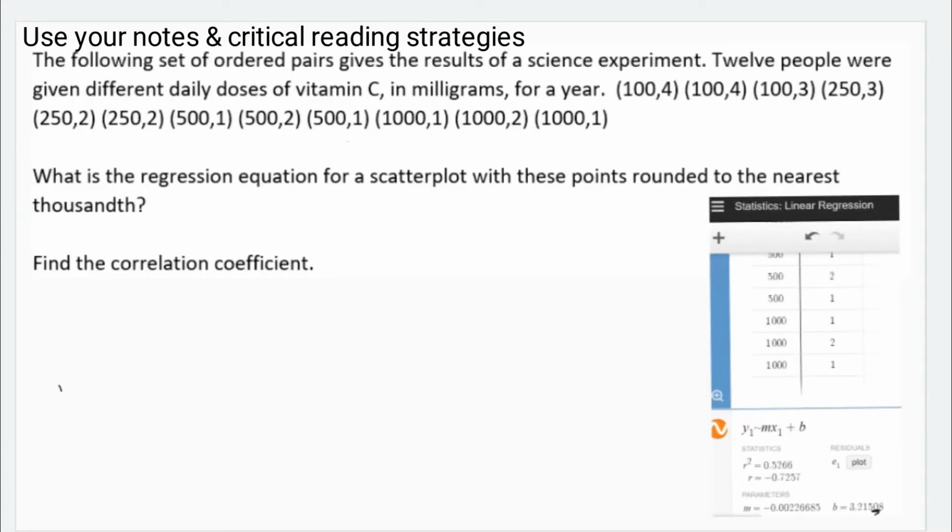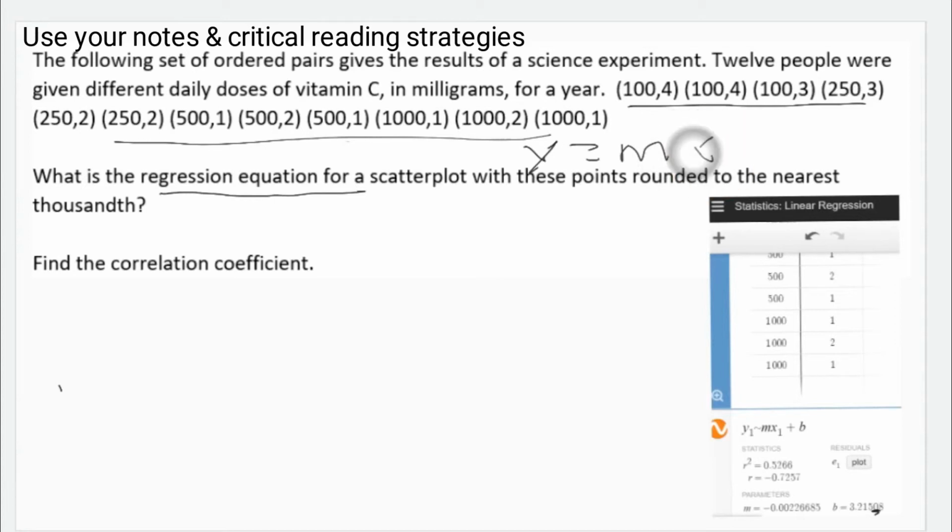Okay, so this one, I used Desmos, so I put in statistics, linear regression. So I just entered in all these points, because it says find the following set of ordered pairs, or X and Y coordinates, give the results of the science experiment. 12 people are given different doses of vitamin C in milligrams for a year. So it says, what is the regression equation? So remember, the regression equation is going to be y is equal to the slope x plus b, which is the y-intercept. So if you look, it gives it to us right down here, to the nearest thousandth. So that's 3 decimal places.